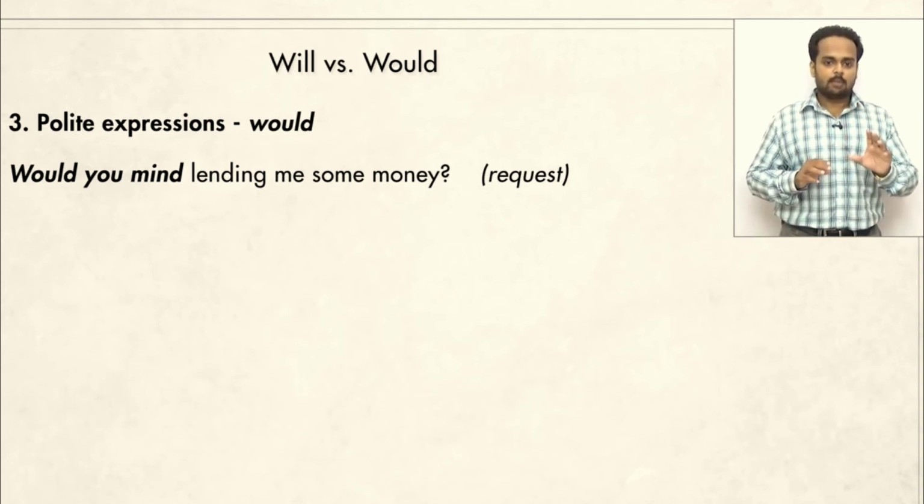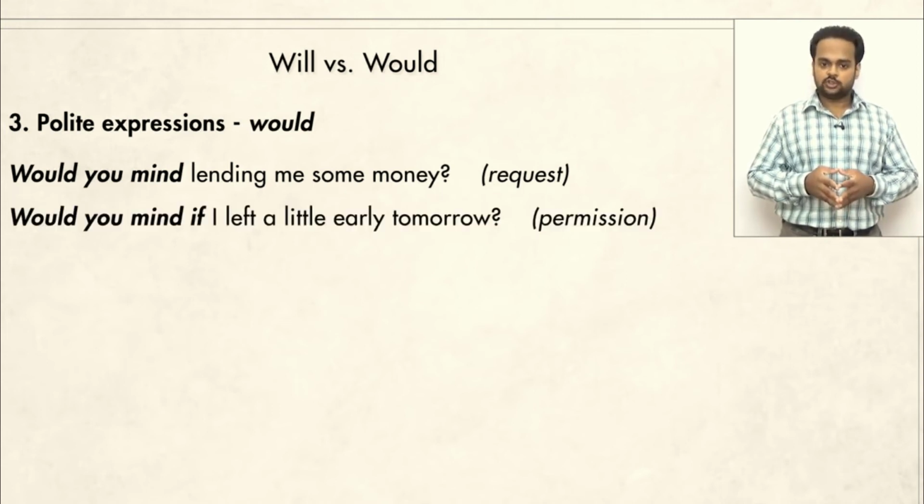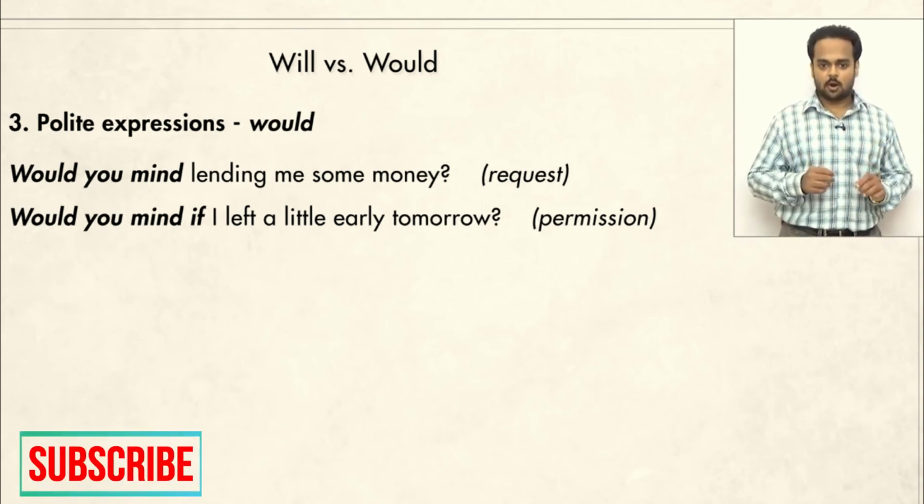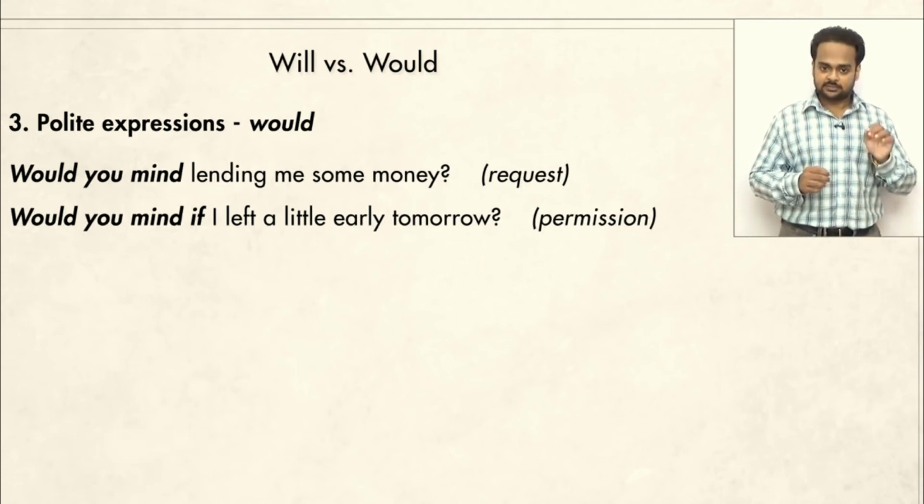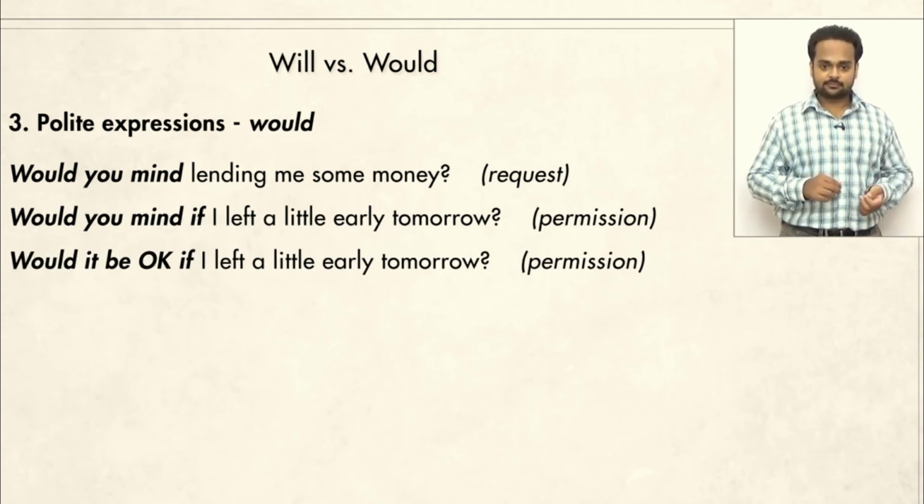Notice that after would you mind, we have an ing form, lending. This is the correct form when you want to make requests with this expression. You can also use it to ask for permission. For this, you would say, would you mind, plus a past tense. Would you mind if I left a little early tomorrow? You might say this to your boss at work. Even though we have a past tense verb, that's just a grammar rule, we're still asking for permission for the future. The phrase, would it be okay if, is also used to ask for permission. Would it be okay if I left a little early tomorrow?